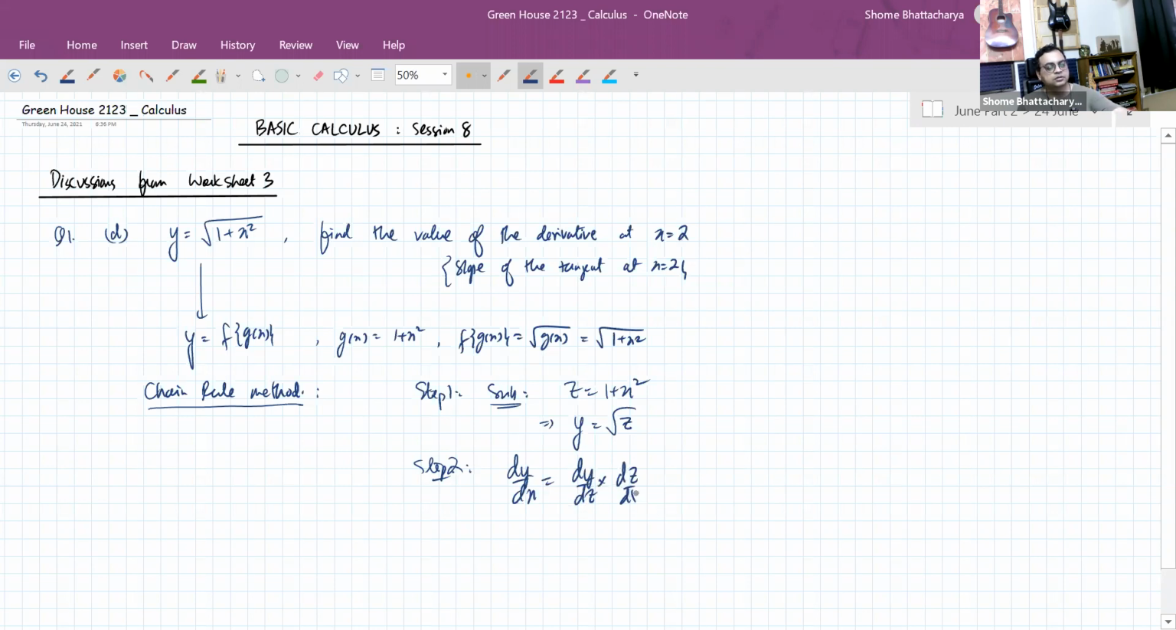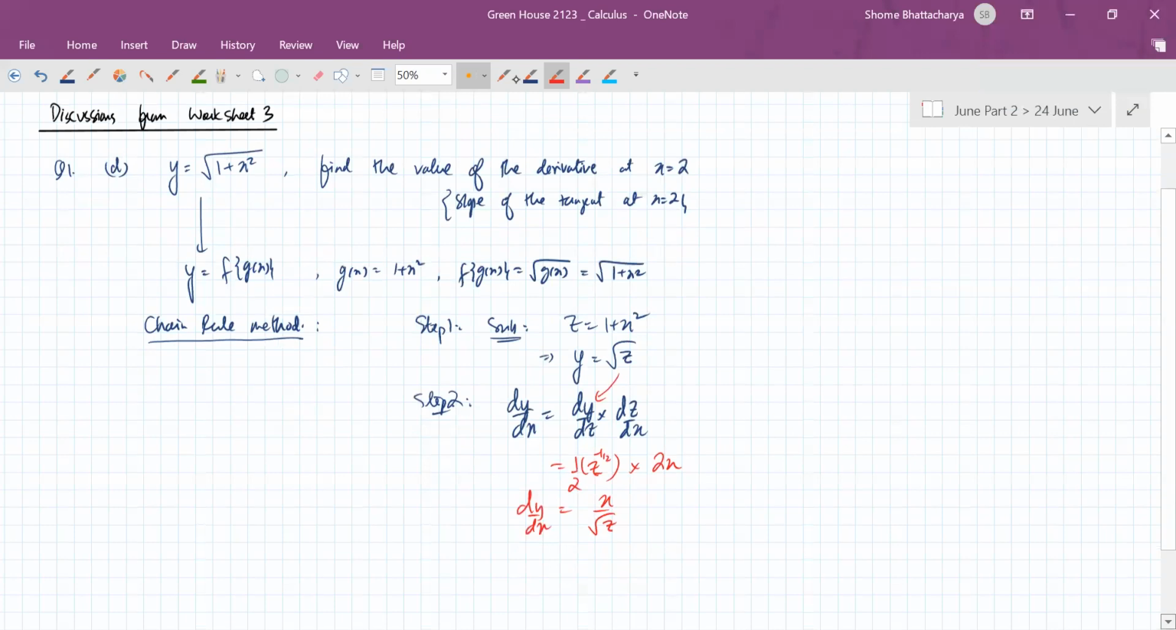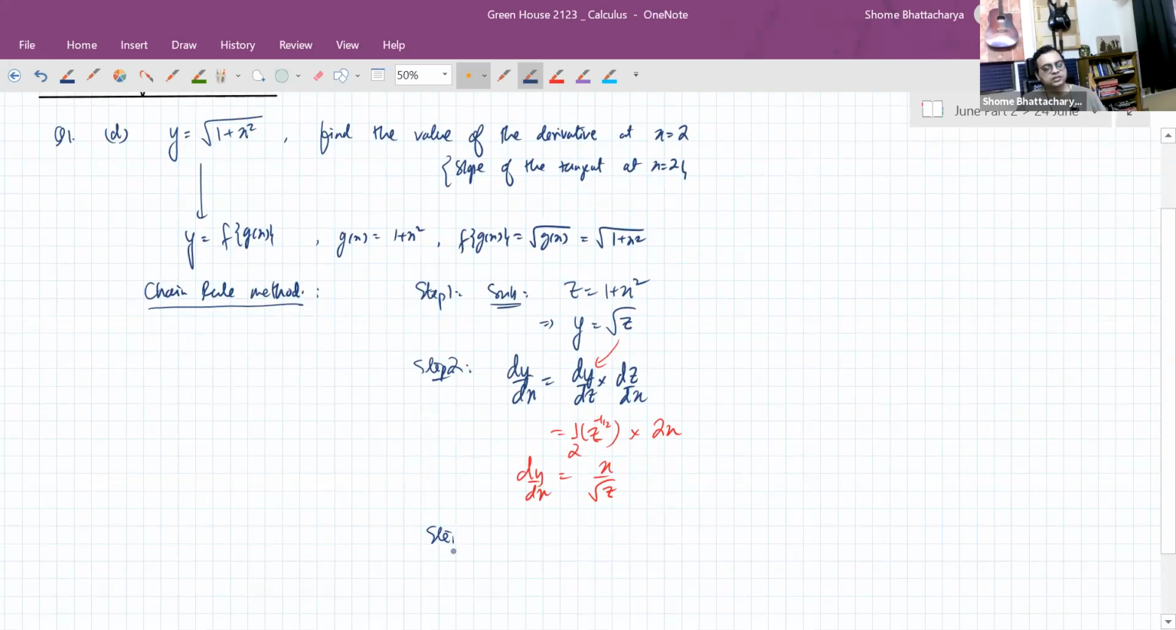So this is where your differentiation of the square root function comes in. Y is square root of z, so differentiation of that is 1 by 2 z to the power minus half. And z itself is 1 plus x square, so its differentiation is 2x. So this becomes x by root z. That's my dy by dx. And now the last step, we have to do the resubstitution. So we have to resubstitute the value of z as what? 1 plus x square.